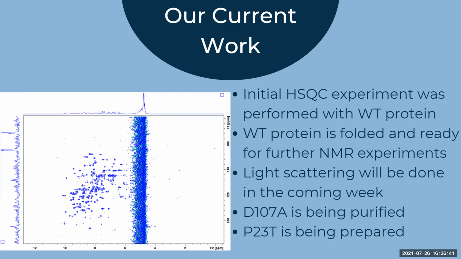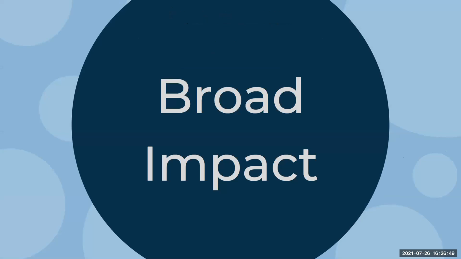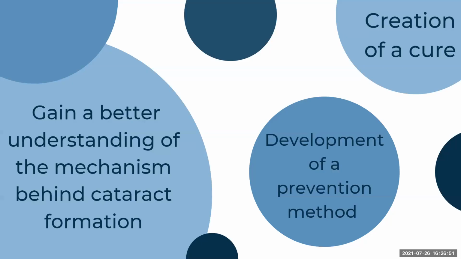Our D107A mutant is in the process of being purified, and our P23T mutant is in the process of being prepared. So what's the broad impact of our research? Overall, we want to gain a better understanding of the mechanism behind cataract formation. And with this better understanding, it could one day lead to the development of a prevention method for cataracts or the creation of a cure for cataracts.